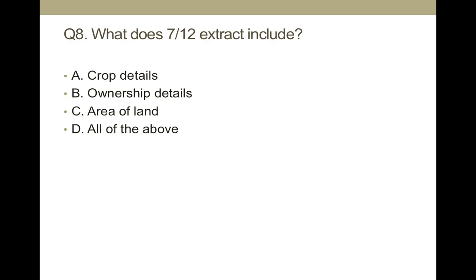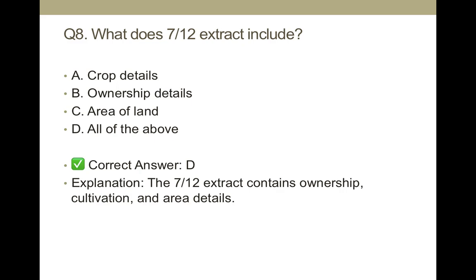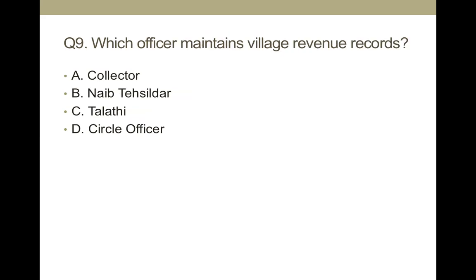Question 8. What does Satbara extract include? Option A, crop details. Option B, ownership details. Option C, area of land. And option D, all of the above. So correct answer is option D. The Satbara extract contains the ownership as well as the cultivation and the area details.